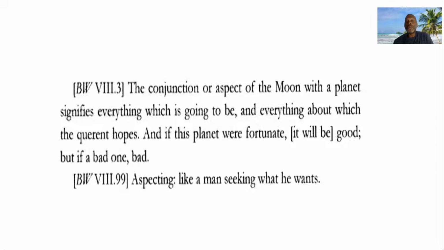And if the planet were fortunate, good, but if a bad one, bad. Obviously that's old time talk. And underneath here, aspecting is like a man seeking what he wants. I love these little adages, what do they call these? Aphorisms. I love these little aphorisms down here. Aspecting is like a man seeking what he wants. Aspecting means applying aspect, which means a faster planet is in a lower degree in the sign in which it occupies than a slower planet, and they are in aspecting signs, and they're about to come into an aspect.